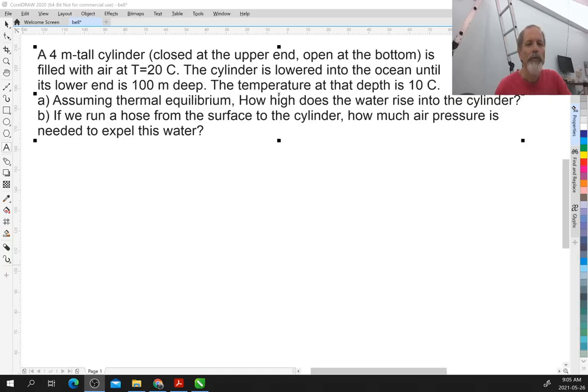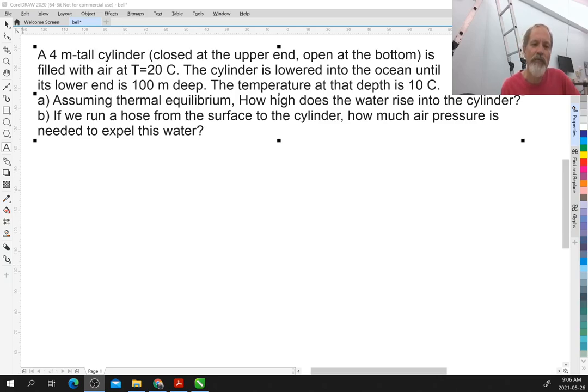I'd now like to work through one question that you did a similar question in the homework that I think is quite interesting. This question I put up here on the screen now so that you can see what question we're going to try to work through. A 4-meter tall cylinder, closed at the upper end and open on the bottom, is filled with air at 20 degrees C. This cylinder is lowered into the ocean until the lower end is 100 meters deep. The temperature at that depth is 10 degrees C. The first question, assuming thermal equilibrium, how high does the water rise into the cylinder?